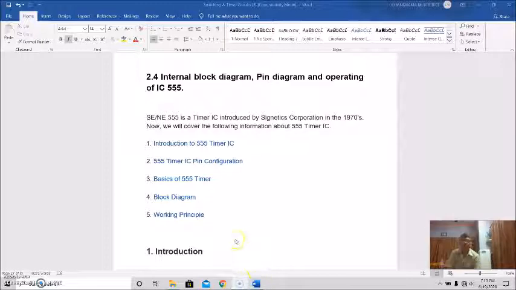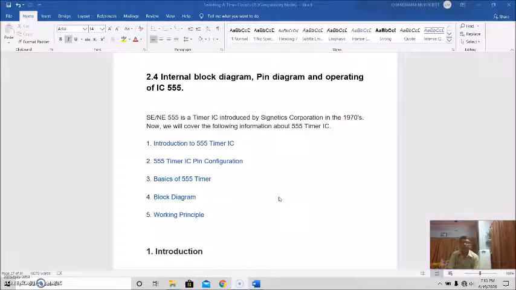In the last few 2-3 classes, we have discussed the multivibrator circuit using op-amps, and now we'll discuss the same multivibrator circuits, astable, monostable, bistable, using the IC 555 timer circuit. Before that, we'll have an introductory part regarding this IC 555 timer.